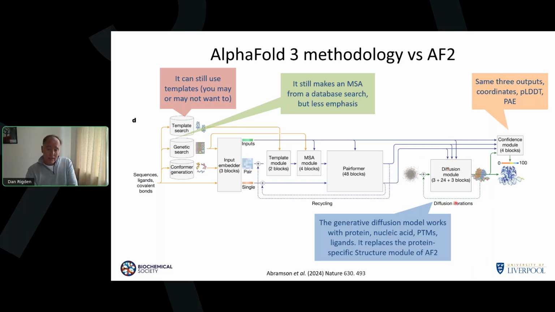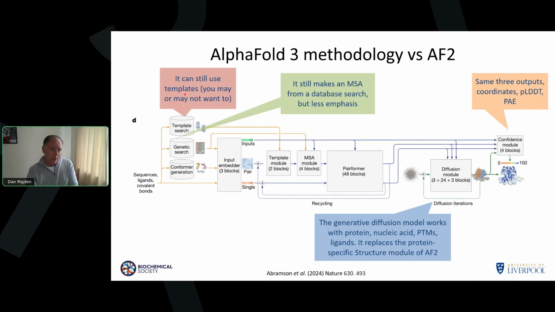The main difference is here. So instead of a protein-specific structure prediction module in AlphaFold 2, we have a general module that can work with different kinds of molecules, and that allows modeling of different complexes, nucleic acids, ligands, whatever you like.